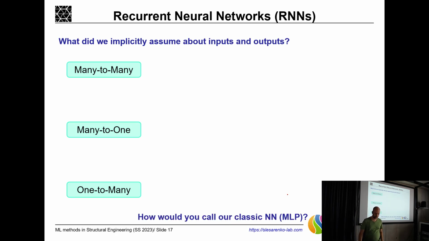Nice. So in this case, the question is, how would you classify our classic neural networks, like what we discussed before? According to this classification, many-to-many, many-to-one, or one-to-many, what would be the proper classification for our deep neural networks? Many-to-one. No, I would not say. Yeah, actually, no. Our classical neural networks would be classified as one-to-one. You have only one input.